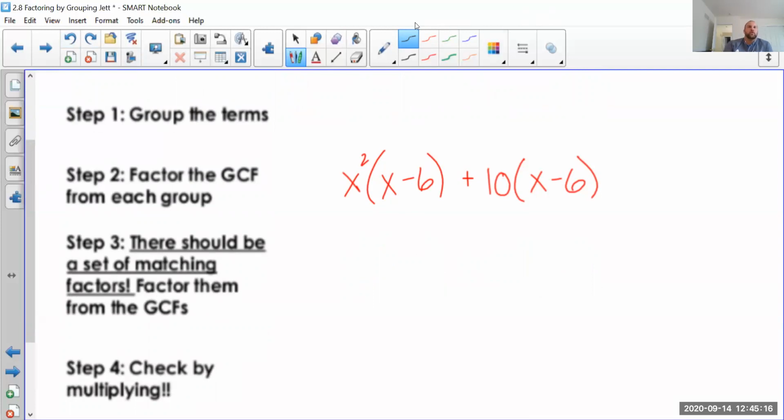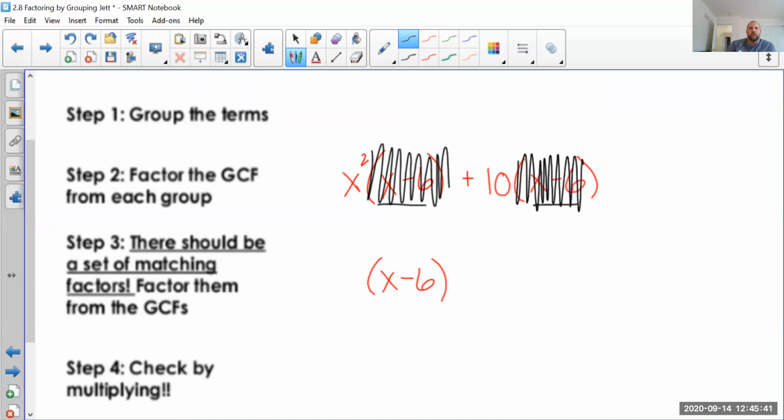So now what we're doing is we're saying, okay, both of these have this factor in them. So I'm going to take that now, put it out front one time, and then write what's left. So what I have left when I pull an x minus 6 out of this is x squared. What I have left when I pull an x minus 6 out of this is just 10. So this is where I'm going to get my x squared plus 10.